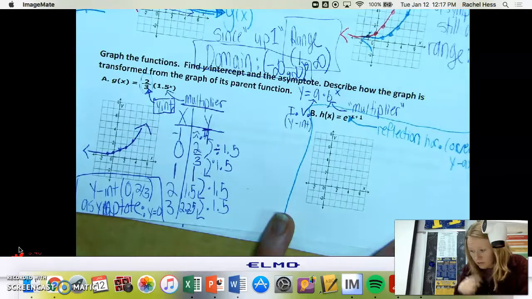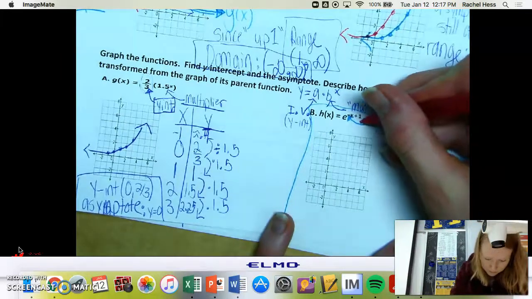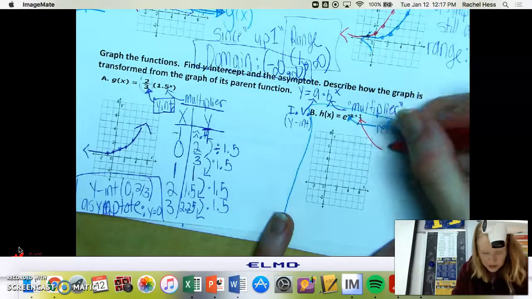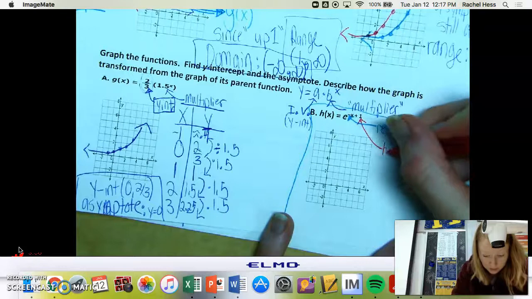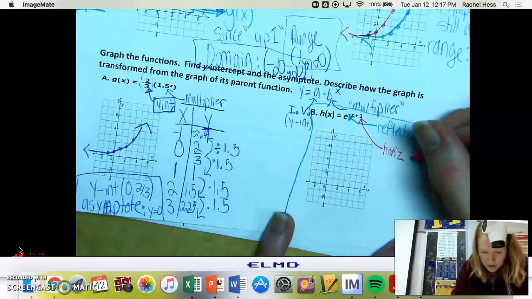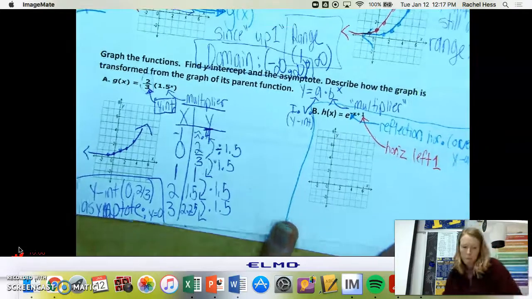And then this +1 means that we have to move. It's a liar, so this is horizontal. It's with the x. It's with the exponent. So since it's a plus 1, we're actually going to have to do the opposite and move left 1.